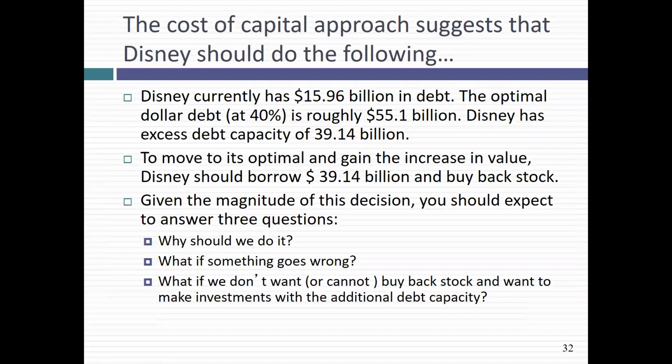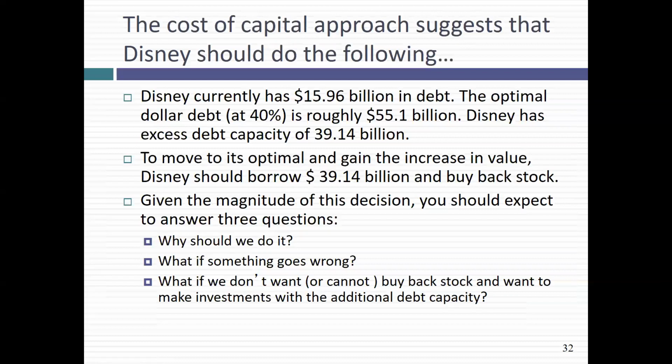And that would give you a debt level of $55.1 billion. Their current debt is actually 15.96, so it's substantially less. So according to our calculations, they're under-levered, right? They have excess debt capacity of 39 billion, meaning that in order for them to reach their optimal level, they should take on an additional $39 billion in debt. Now, how should they do that? Well, what it actually means is they would borrow $39.14 billion, and then they'll use this money to buy back stock. And that will both increase their debt and decrease their equity. So they get back to their 40% debt ratio.